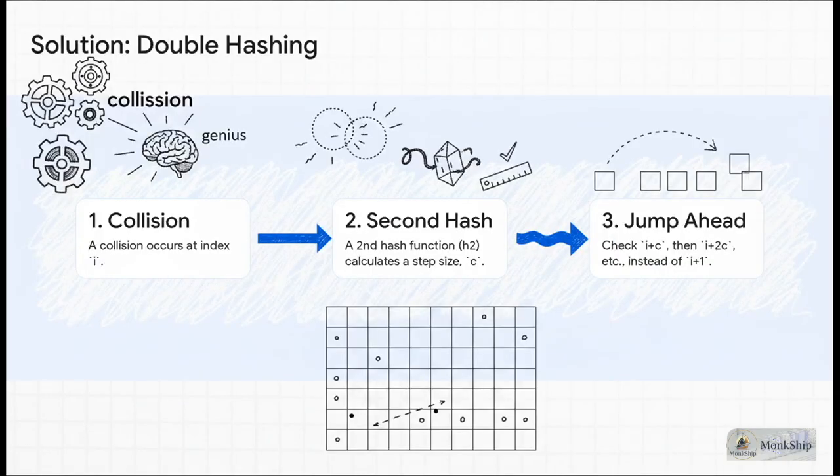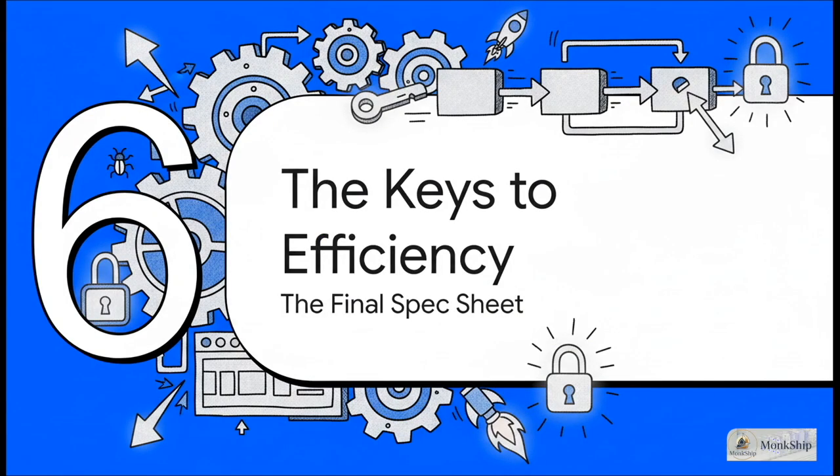And the solution is a really elegant upgrade called double hashing. This is pure genius. When a collision happens, instead of just checking the next spot over, we use a second, totally different hash function to calculate a unique jump size. So instead of checking spot I+1, maybe we jump ahead 5 spots or 8 spots. This scatters the colliding items all over the table, which stops those performance-killing clusters from ever forming in the first place. So clever.